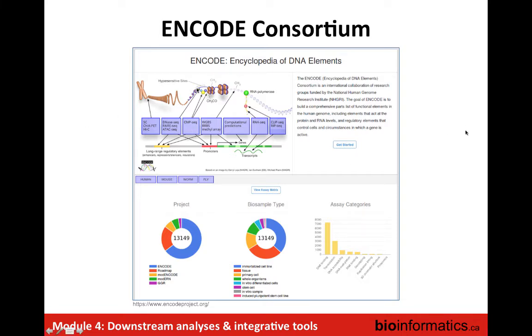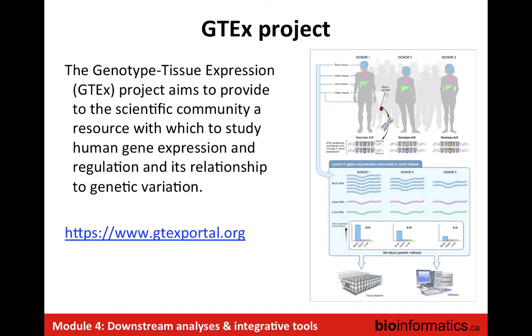So there's ENCODE, which is starting its fourth phase of data production now, and they have this website where you can download all types of epigenomic data sets as well. And then there's the GTEx project. Its aim is to try to find a relationship between SNPs identified in the genome and gene expression. So the URL is here.